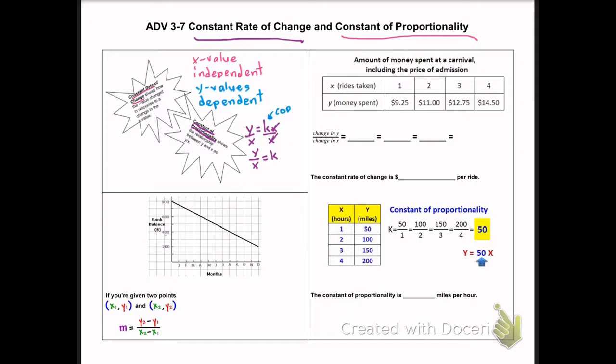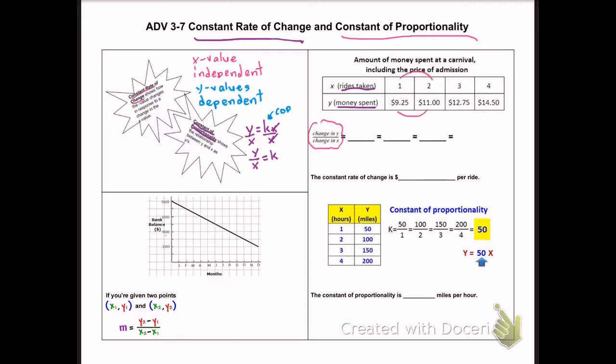So look at this first example. Across the top, we have X values that are referring to rides taken, and then we have Y values that are referring to money spent. If we want to find the constant rate of change, a good way to think about that is your change in Y related to your change in X, and your change in Y divided by your change in X. So what you're asking yourself is, as Y changes from one value to another, how is X changing?